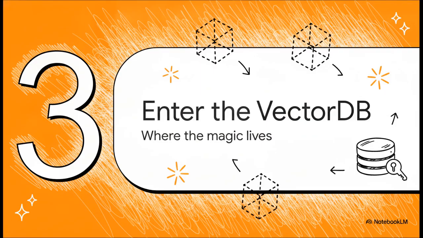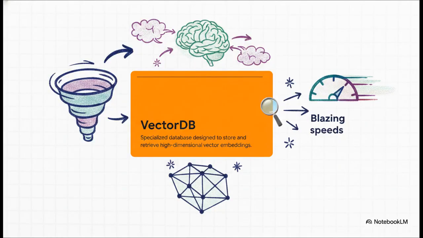Which brings us to Section 3. Enter the vector database. This is where the magic lives. Okay, so once our chosen model has created massive amounts of these high-dimensional vectors, we hit a scaling wall. We've got all these numerical representations, but we need a highly specialized place to actually put them. Enter the vector DB. A vector database is a specialized database designed to store and efficiently retrieve high-dimensional vector embeddings. Just like we defined embeddings earlier, this database is the dedicated engine that makes semantic search possible at blazing speeds.